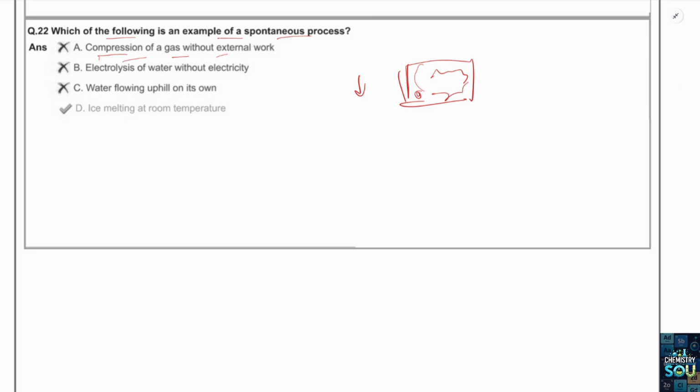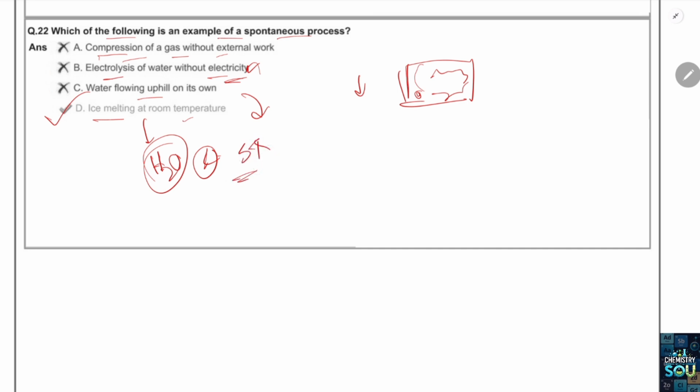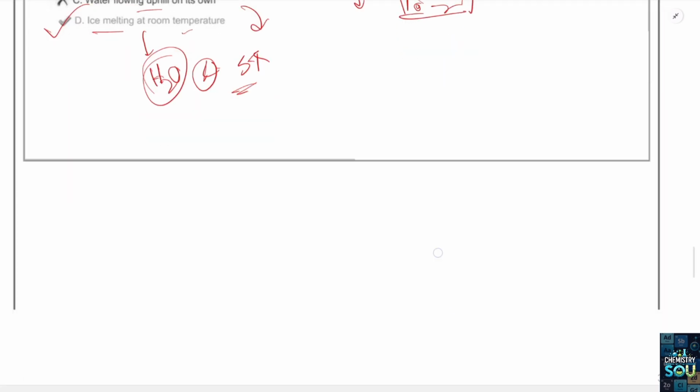Electrolysis of water without electricity. In electrolysis we need to supply electricity, then the reaction takes place, so it is not spontaneous. Water flowing uphill, no, water always flows down the hill. Ice melting at room temperature, that is true. When it goes to the liquid state, it increases the entropy of the system. So that's why it is a spontaneous process. So option D is correct.